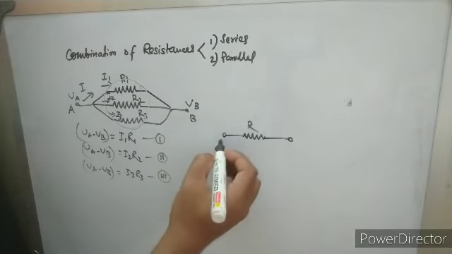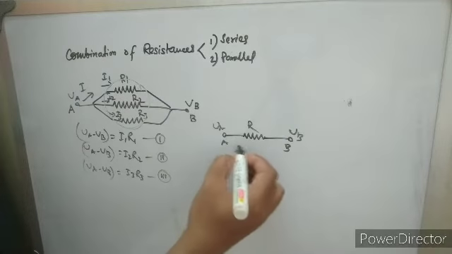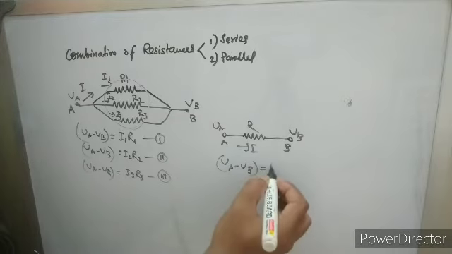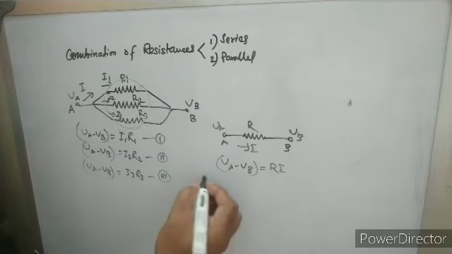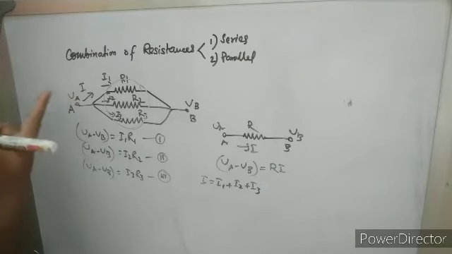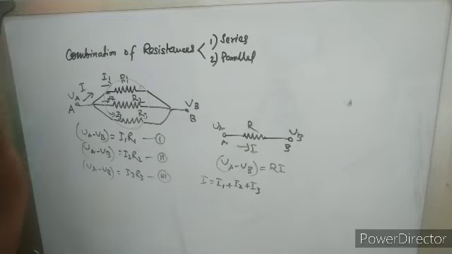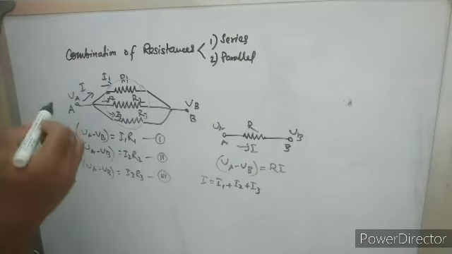Instead of these three resistances, if I use a single resistance, then the drawing would be like that. This is A, this is B, VA, VB, and I is the current. Therefore, VA minus VB equals RI. That we know. We also know that I equals I1 plus I2 plus I3, because the current I is divided into three parts. We don't know the exact partition values, but I1, I2, I3 put together give I again.